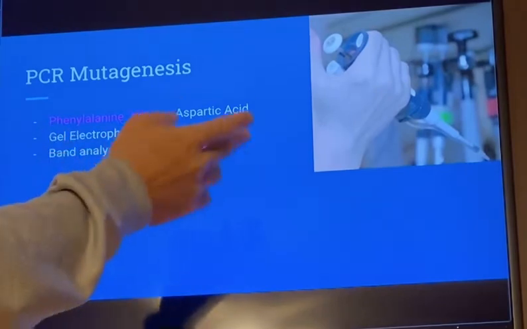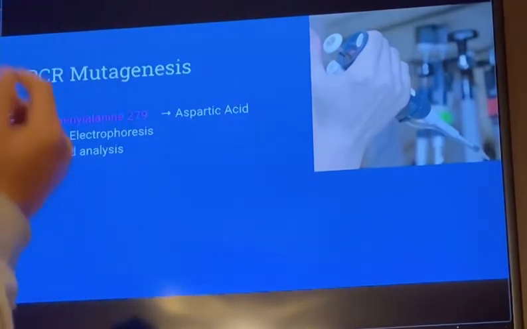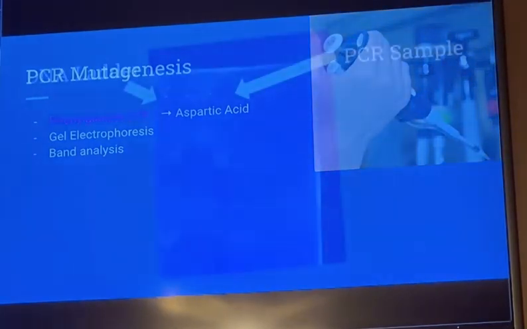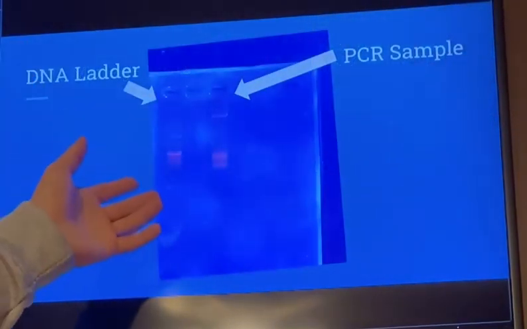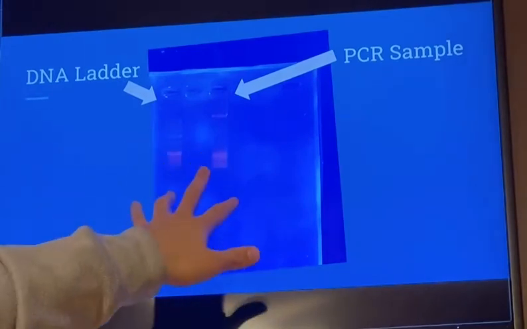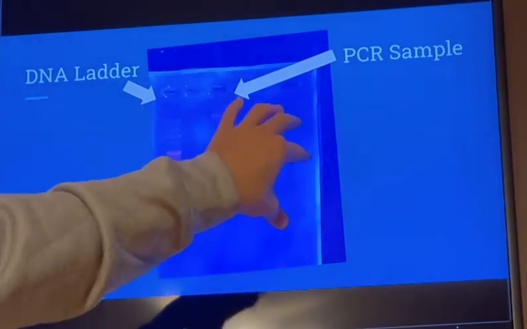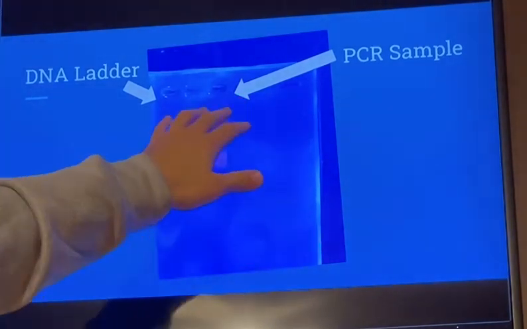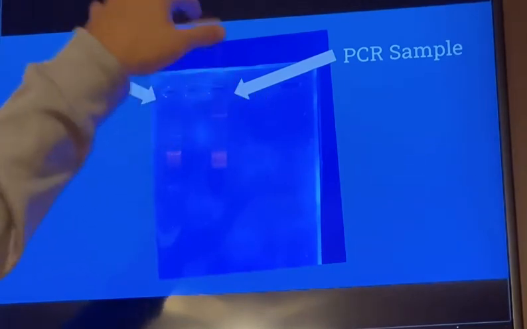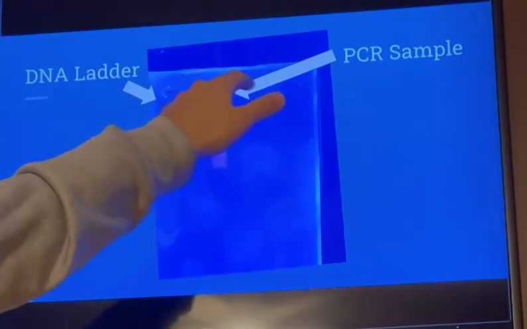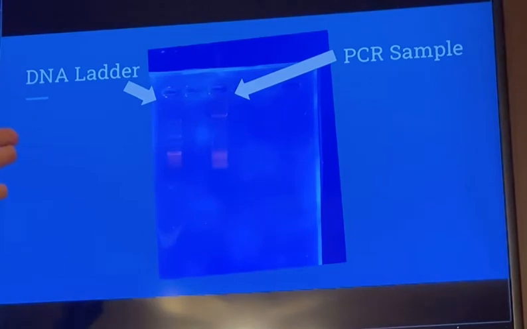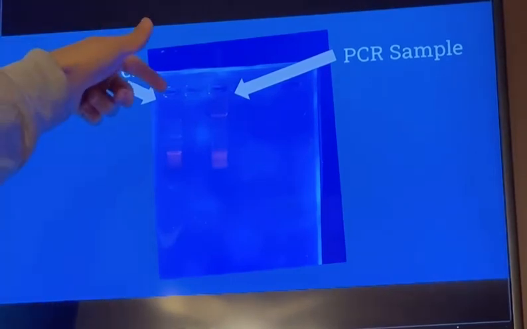So yeah, gel electrophoresis, that's how we verify our PCR, and then band analysis. Once we have our PCR, we will run it through gel electrophoresis, and we'll be able to see exactly what we have. Let me explain. This is how we do this. We create this gel, and we have this piece in it that creates these slots. And in these slots, we will inject our sample.